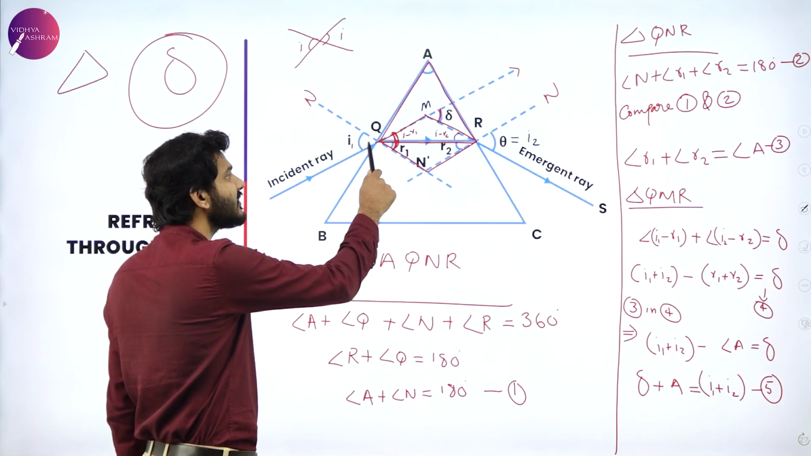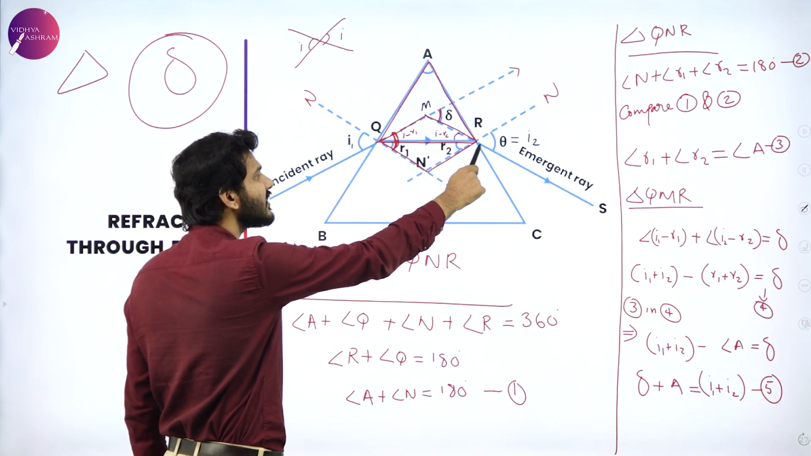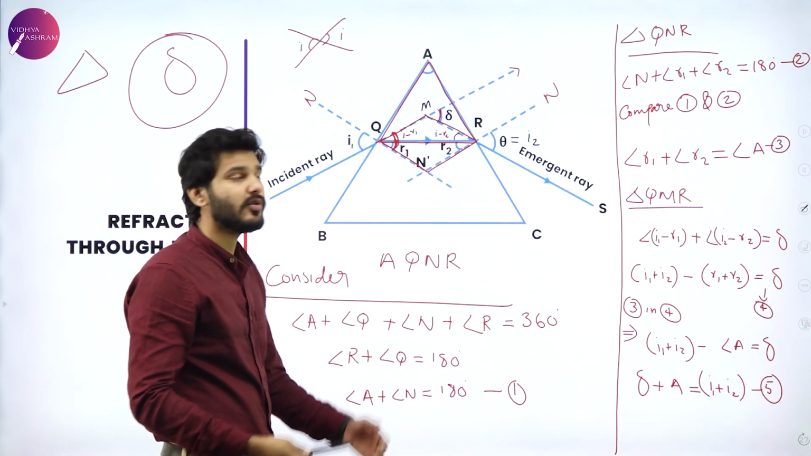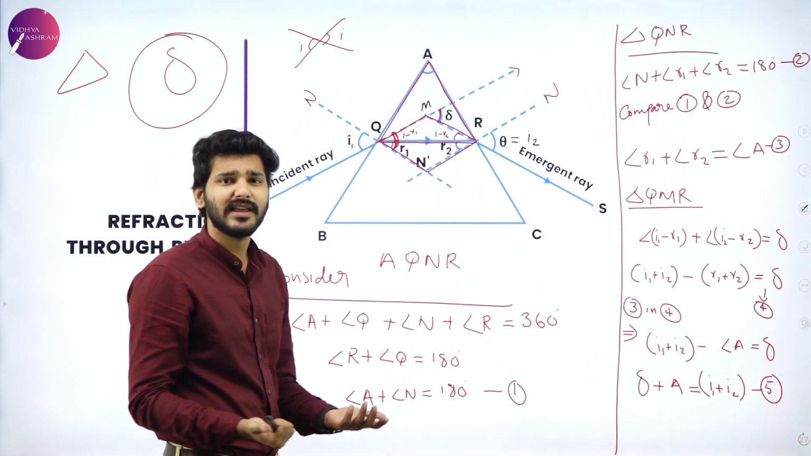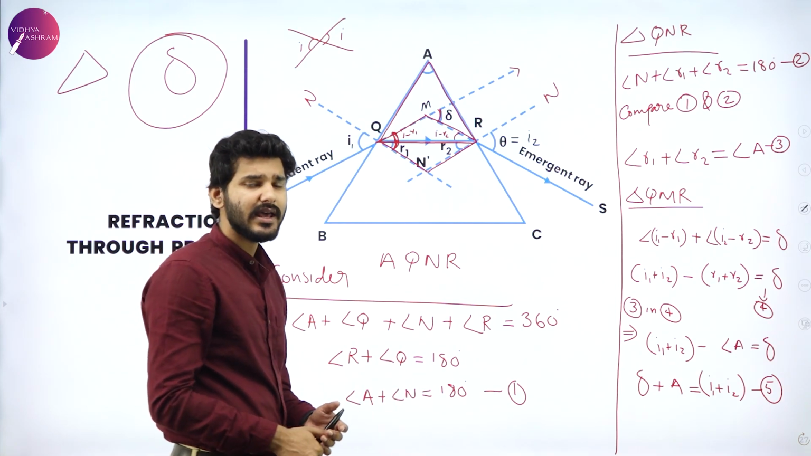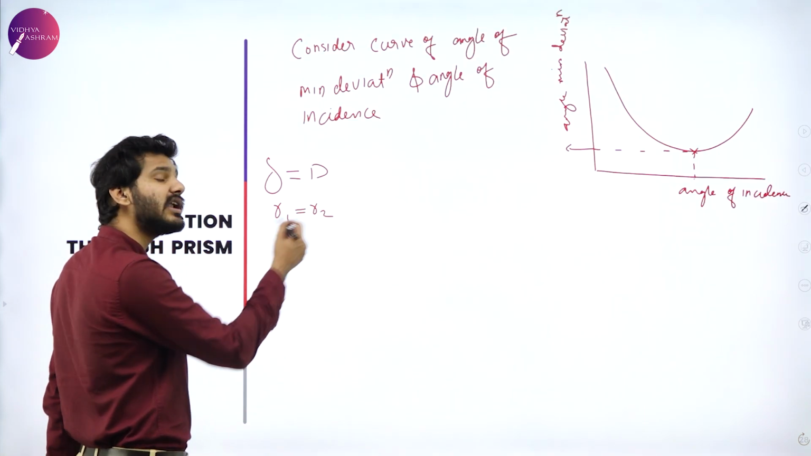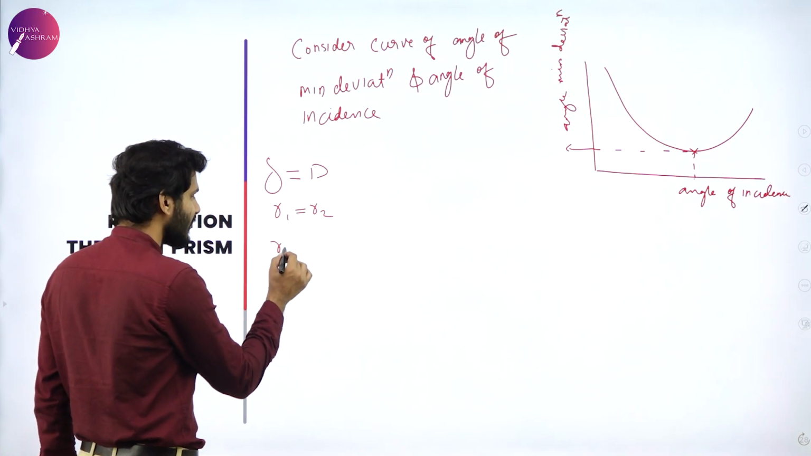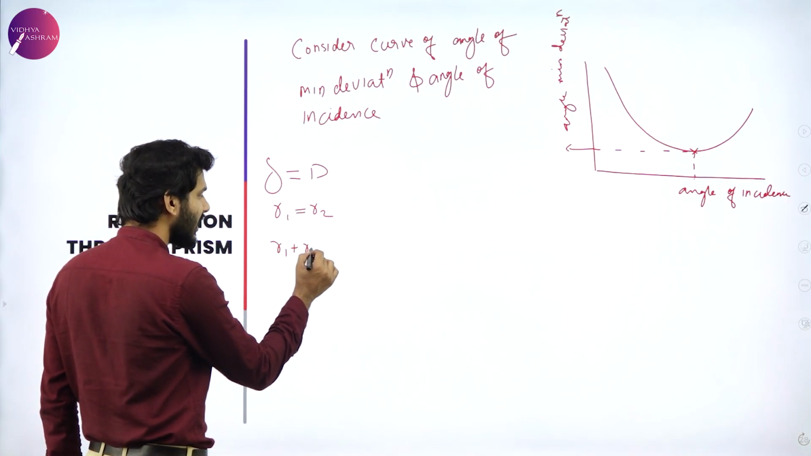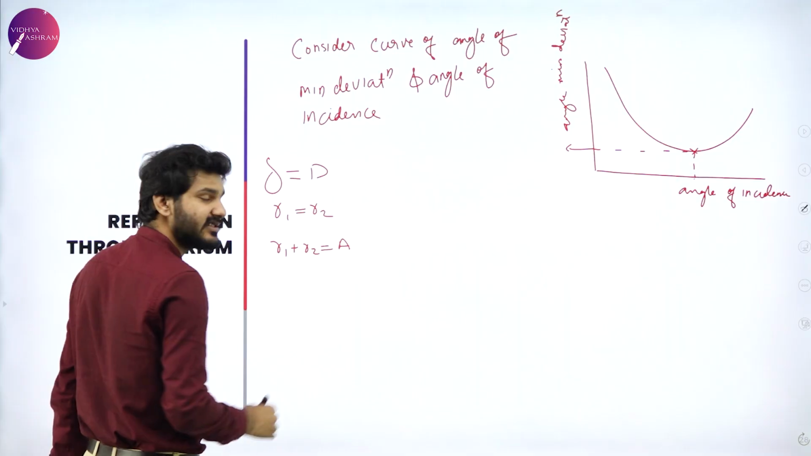That is, this is the first refracted ray and this is being considered as the second refracted ray. Both of them are parallel to each other. That's why we are saying that they are equal. Okay, if R1 is equal to R2, then I can automatically say that R1 plus R2 is equal to A, was the result we had.